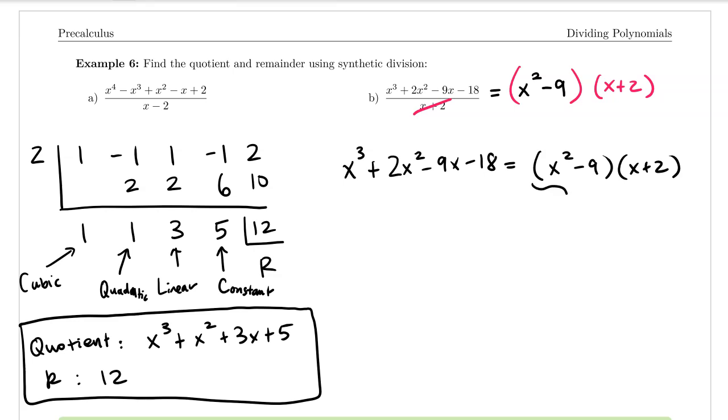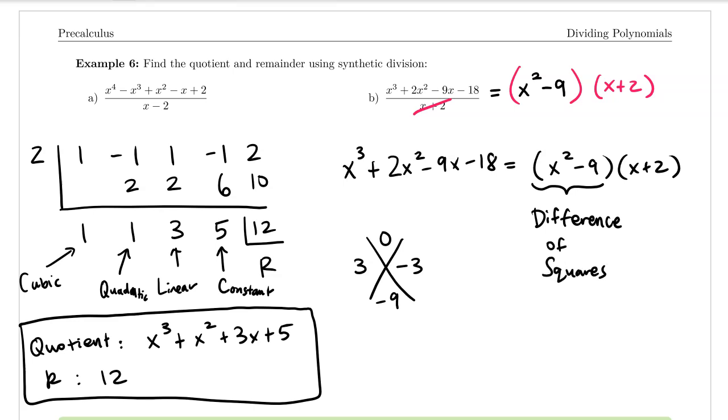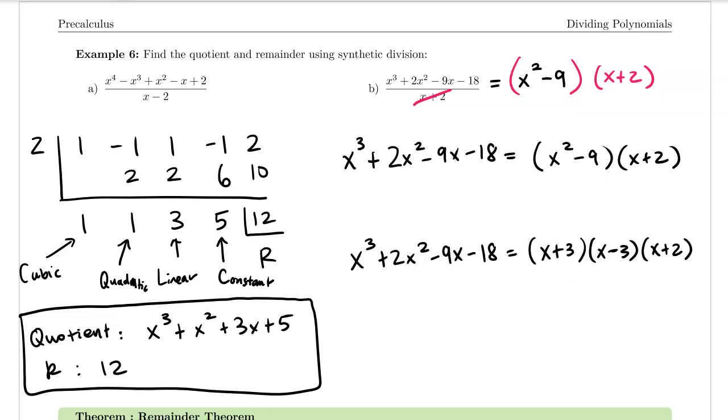But this thing here, x squared minus 9, is a quadratic, and if I were to use the x method on it, I would be searching for two numbers that add to 0 and multiply to negative 9, and those numbers are 3 and negative 3. You might also recognize that this is a special case called a difference of squares, so it could factor that way as well. So now what we've done is we've taken this cubic polynomial and factored it into 3 different linear terms that are being multiplied together.